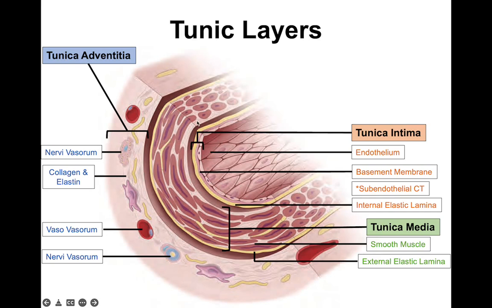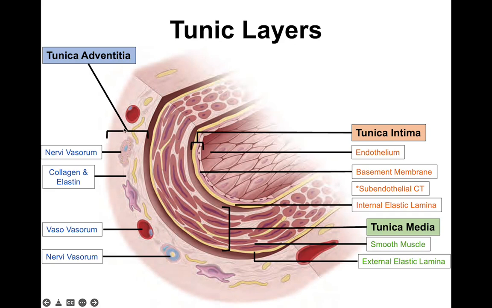And the second layer is the tunica media. The tunica media is mainly composed of circularly arranged smooth muscle. And it also contains external elastic lamina. And the content of tunica media also varies depending on the type of vessel. For example, if you take the aorta, in the tunica media, in addition to these smooth muscles, we'll find elastic laminae. So the tunica media also varies depending on the type of blood vessel.